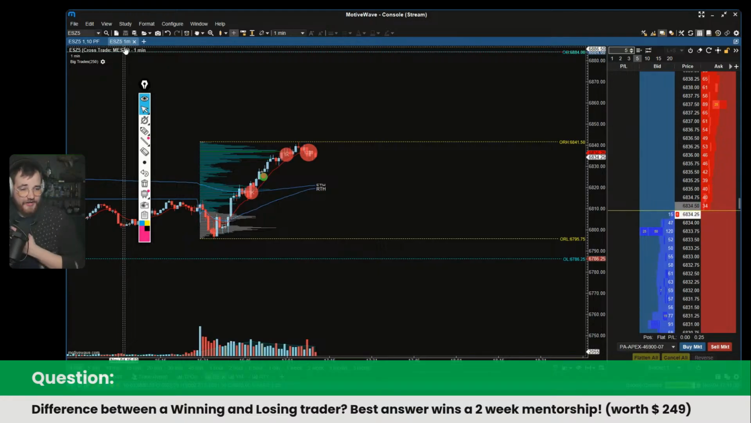But I'm not taking this trade, obviously, because it's outside of my rules and outside of my system. But if I was a fully discretionary trader, this is where I would start looking for a short trade. And you could get some great risk reward as well.